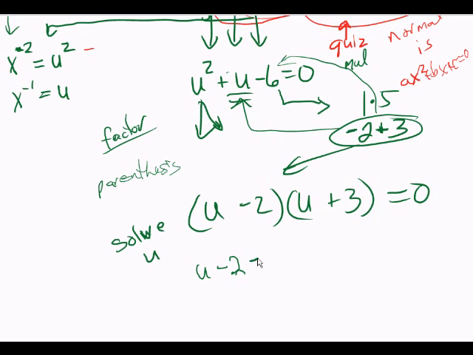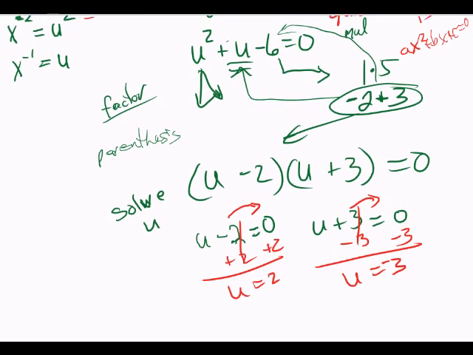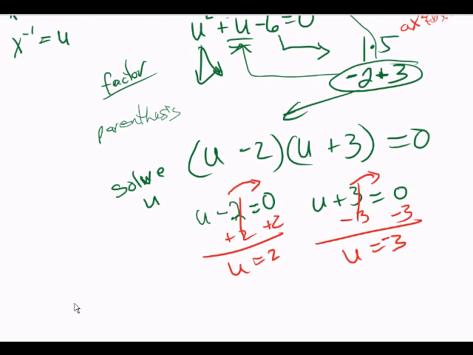In other words, we want u minus 2 equals 0 and u plus 3 equals 0. Get the 2 to the other side by doing opposite math. Add 2. u equals 2. Get the 3 to the opposite side by subtracting 3, and we get u equals negative 3. So here are my two answers, u equals 2 and u equals negative 3.